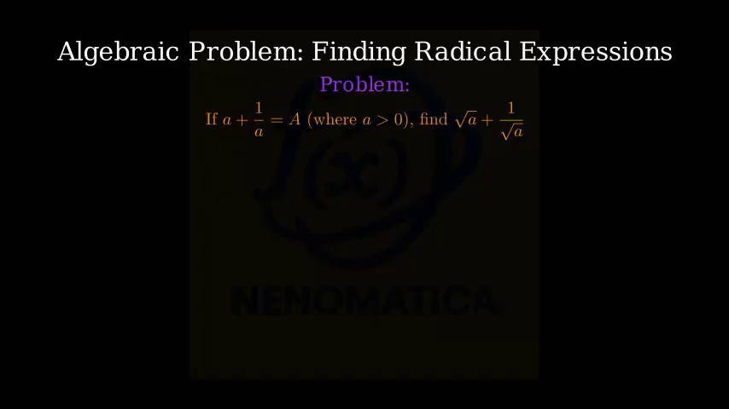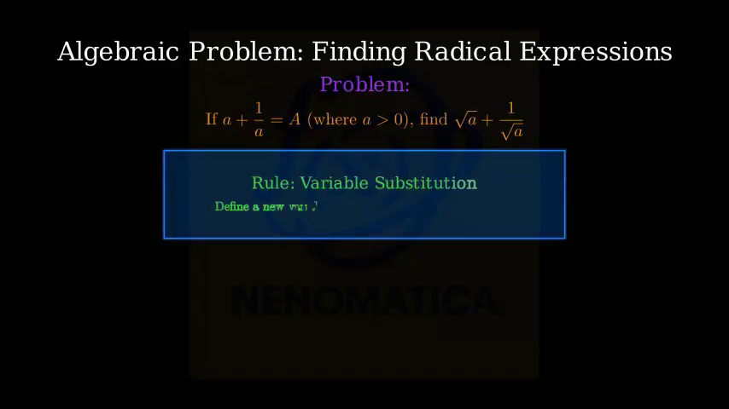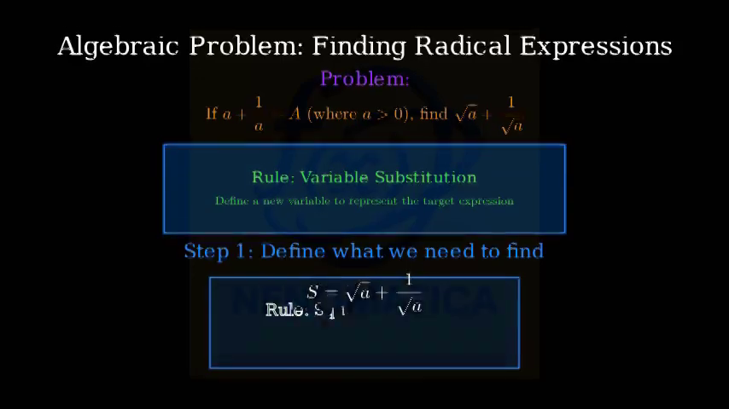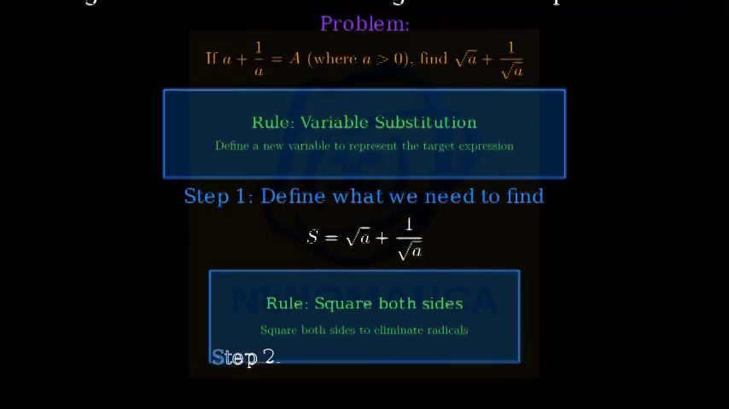Let's start by defining what we're looking for. We'll set s equal to the square root of a plus 1 over the square root of a. This is the expression we need to evaluate. Now, let's try to relate this to the given information. One strategy is to square our expression s.